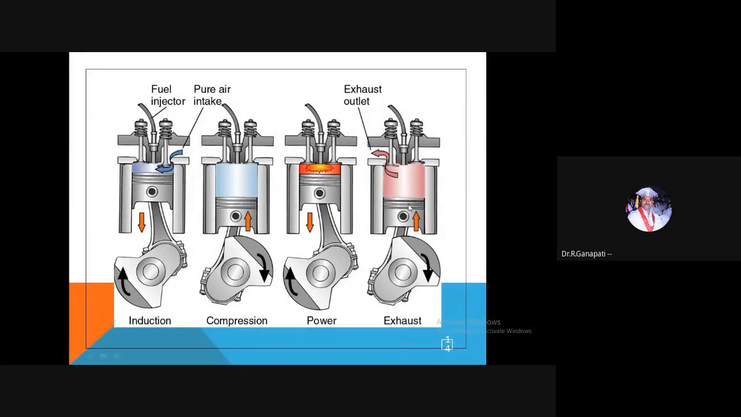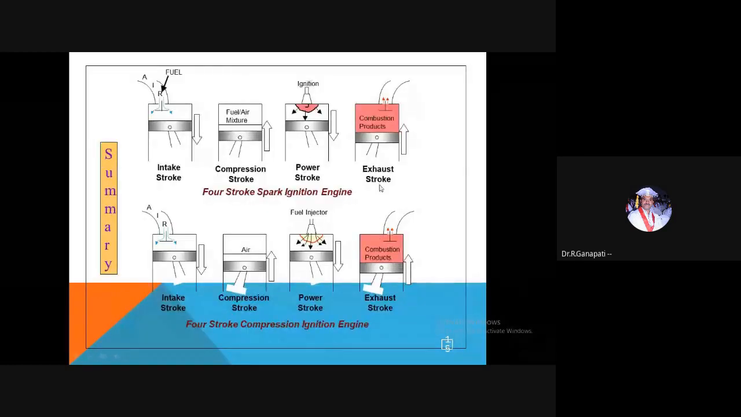And in the last stroke, again the piston travels from the BDC to TDC. At the time, the exhaust valve will be open, and the combustion products will be sent to the atmosphere. Okay, so this is the line diagram.